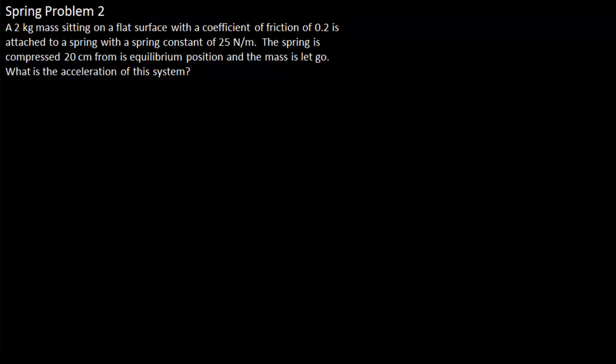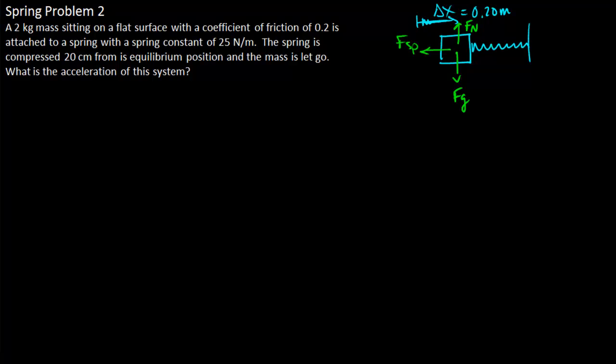So let's start like we always do with force problems by drawing a free body diagram. Here's our mass. It is compressed. Delta x, let's see, it says 20 centimeters. But we want to use meters, so I'm going to use 0.20 meters. That's our spring. Adding the forces acting on it, we have a gravitational force, we have a normal force. The spring is compressed, so delta x is to the right, so the spring force is going to be to the left. And we have a force of friction.